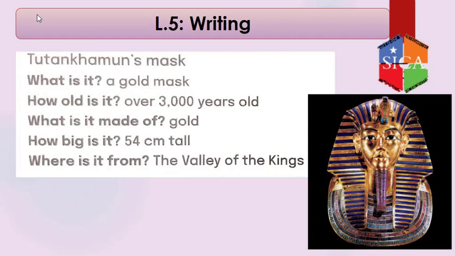The last one is about Tutankhamun's mask, this golden mask. What is it? A gold mask. How old is it? Over 3,000 years old. What is it made of? Gold. So this mask is made of gold. How big is it? 45 centimeters tall. So it's about half a meter. Where is it from? The Valley of the Kings.